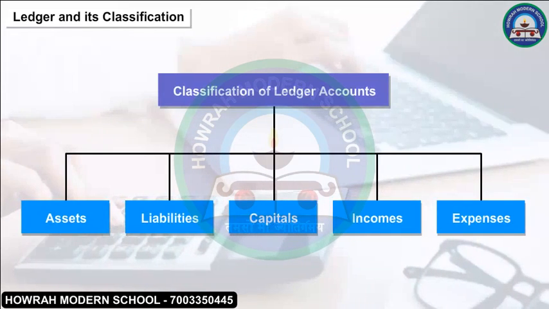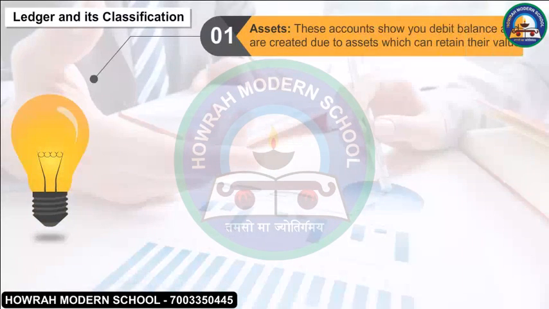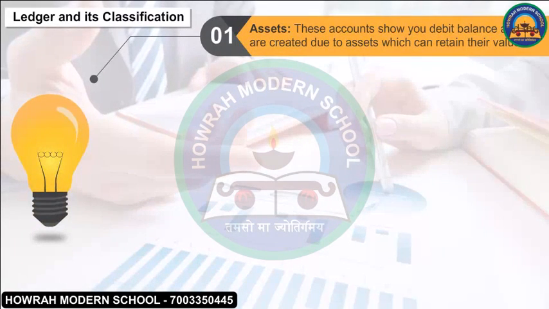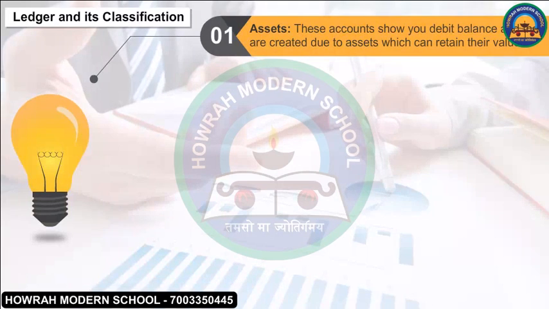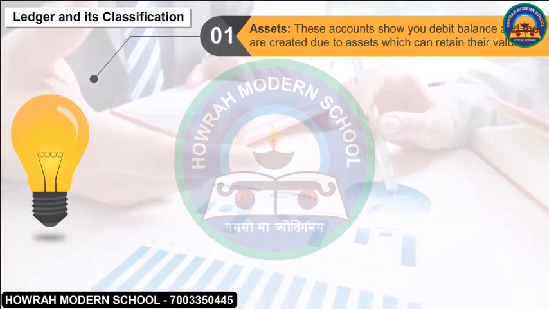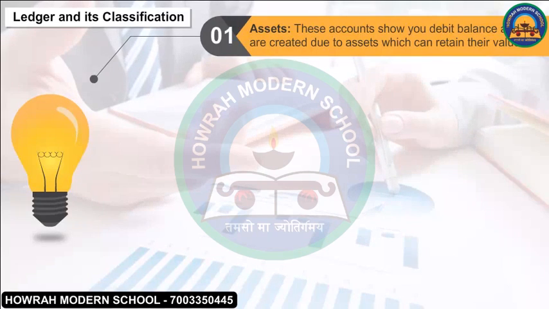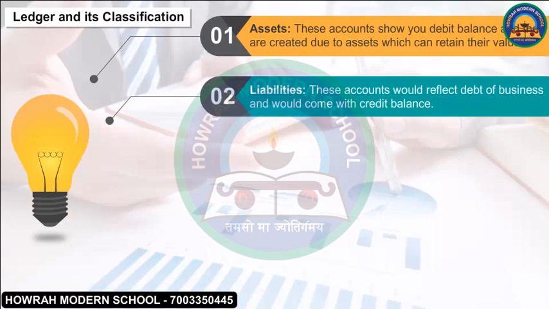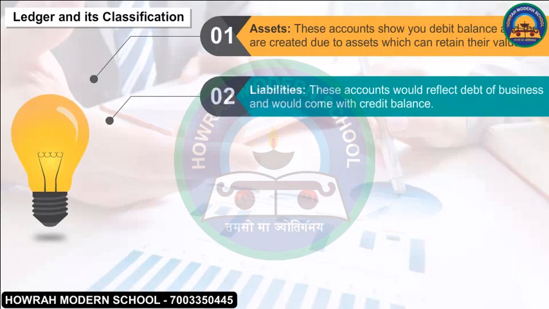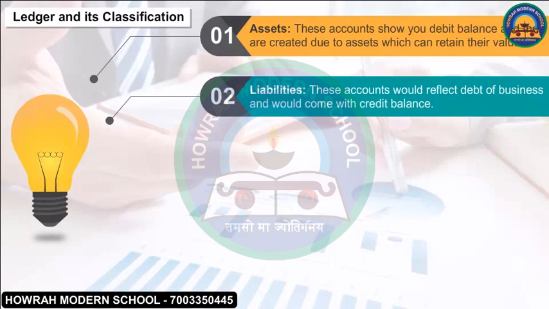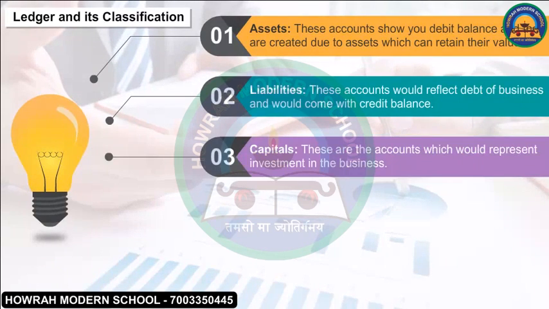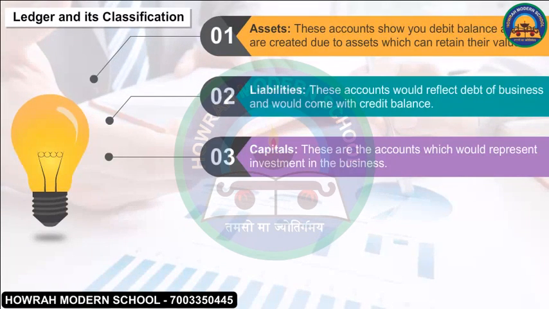The 5 types of accounts are: 1. Assets. These accounts show you debit balance, and they are created due to assets which can retain their value. 2. Liabilities. These accounts would reflect debt of the business and would come with credit balance. 3. Capitals. These are the accounts which would represent investment in the business.